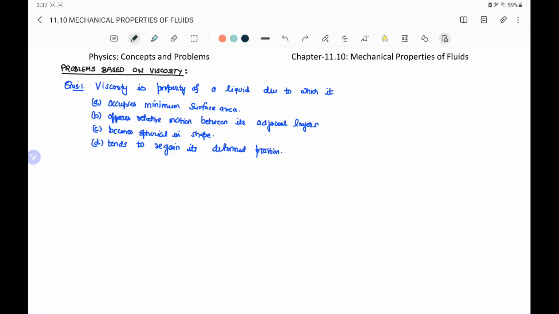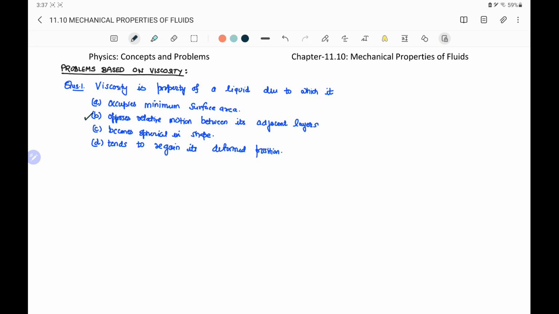First problem based on viscosity is: viscosity is the property of a liquid due to which it, and there are four options. We know that viscosity is the property of a liquid due to which it opposes relative motion between its adjacent layers. So option B is the correct option.